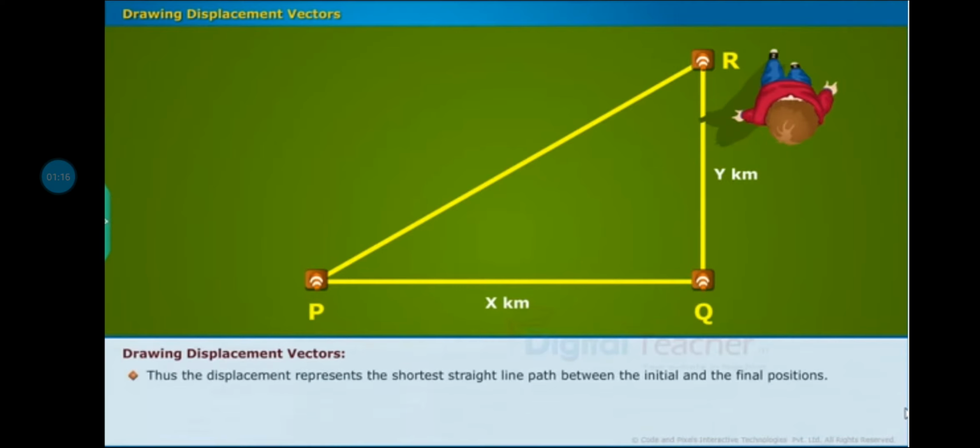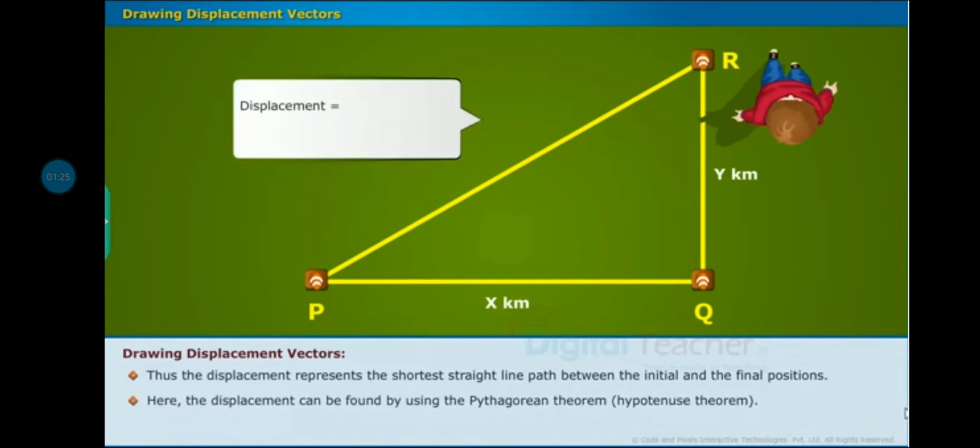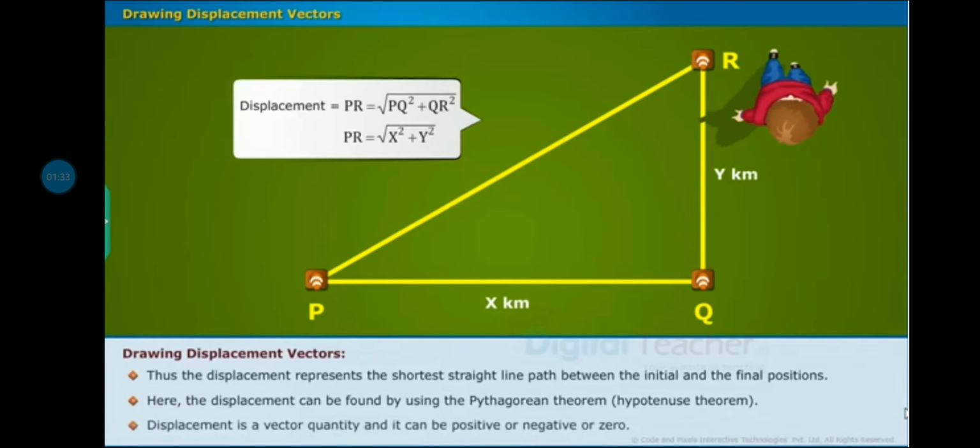Thus, the displacement represents the shortest straight line path between the initial and the final position. Here, the displacement can be found by using the Pythagorean theorem or hypotenuse theorem. Displacement is a vector quantity and it can be positive or negative or 0.